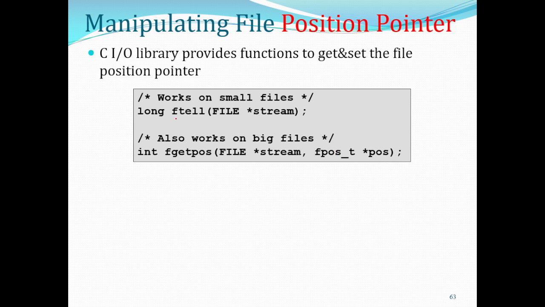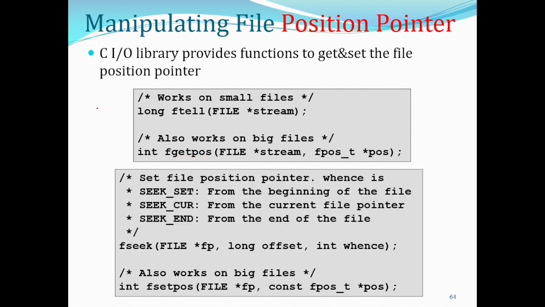There is a function, ftell, and that means it's giving me the position in the file. I don't know why they have differences here. For small files, use this one. For big files, use this one. I think this is an old function. That's why it's not working with larger files.